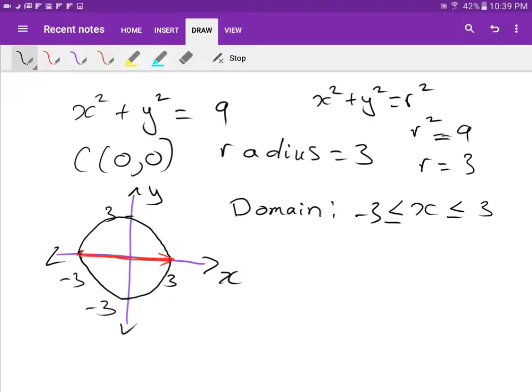Then similarly, the range is the restriction of y. The restriction of y is between this point and this point here. So it's actually between negative 3 and 3 as well. So y is between negative 3 and 3. That is how to find the domain and range of this circle.